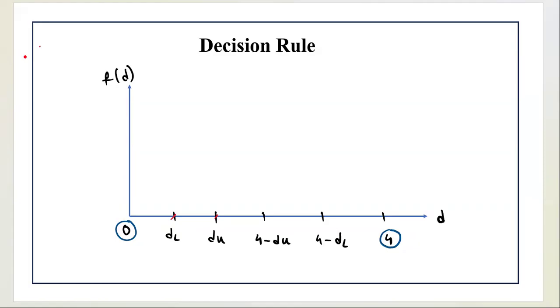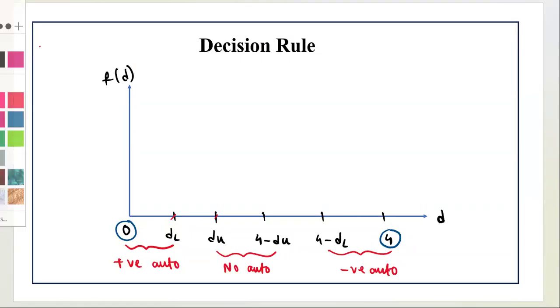So what we can see from the diagram is that if the computed value of d statistic lies within this range, 0 to dl, then we will say there is positive autocorrelation, right? If this is between 0 and dl, we will say this is positive autocorrelation. If this is between this to this computed value, then there is no autocorrelation. And if the value lies between this to this, there is negative autocorrelation.